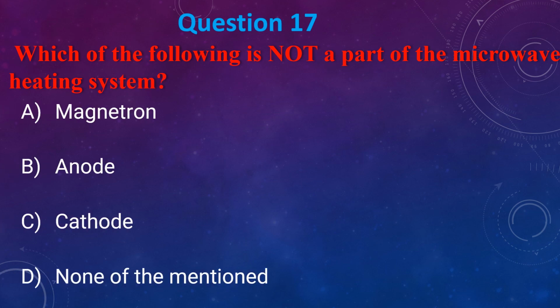Which of the following is not a part of microwave heating system? A. Magnetron. B. Anode. C. Cathode. D. None of the mentioned. The answer is D. None of the mentioned.